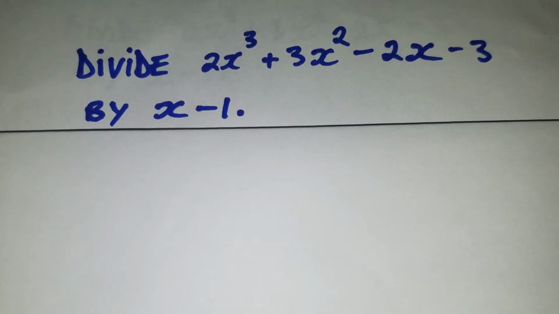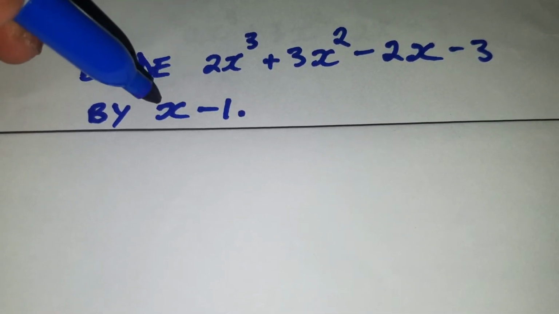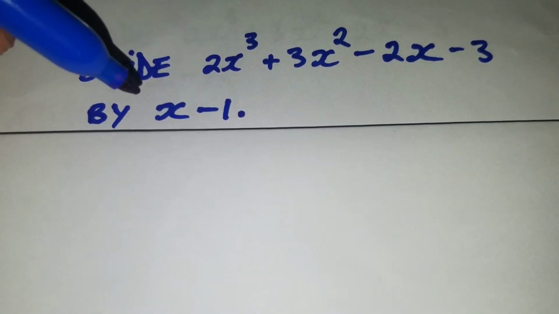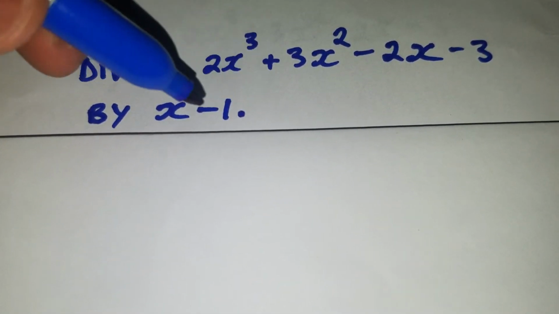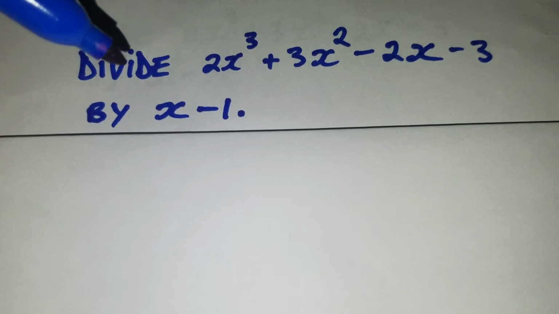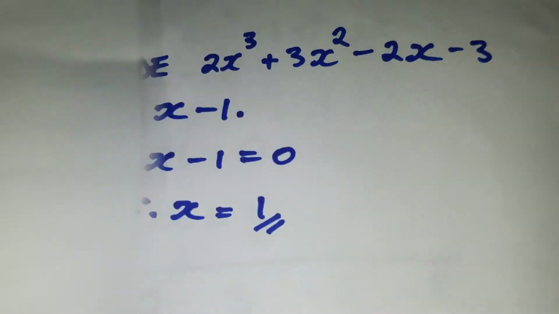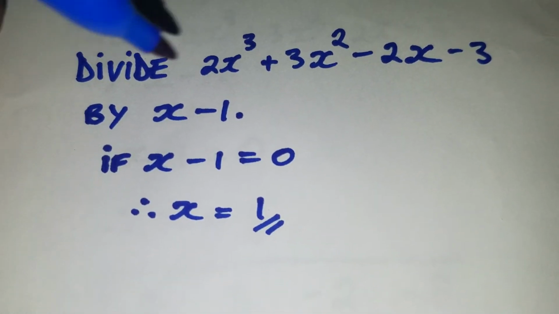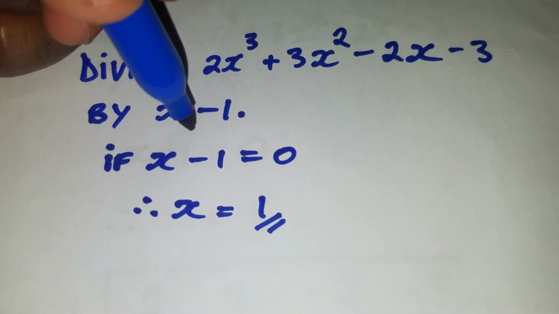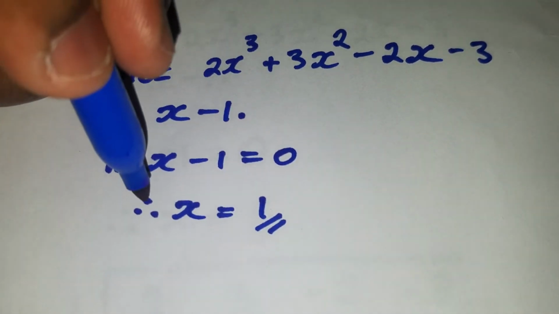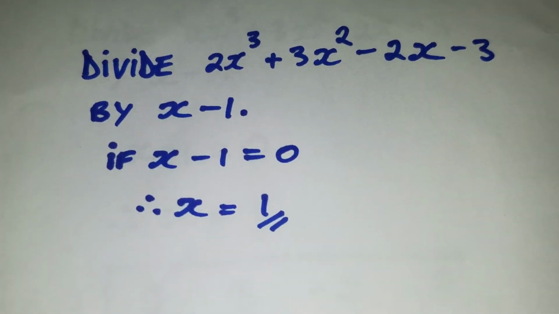Now first thing we have to do, we have to look at x minus 1. It's being divided by x minus 1, so we're going to equate that to 0, and then we're going to solve for x. So as you can see, if x minus 1 is equal to 0, therefore x must be equal to 1.